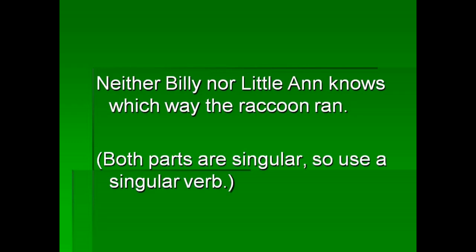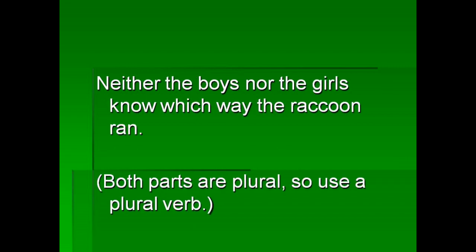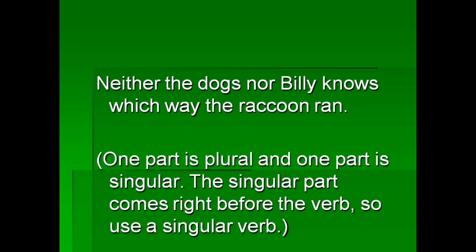Do not be confused by either-or and neither-nor. Neither Billy nor Little Ann knows which way the raccoon ran. Neither Billy nor. So here we use a singular verb. It is knows. So don't be confused by that also. We have another example here. You can read it and try it at home. We have another example.